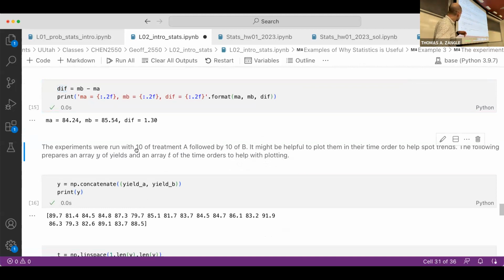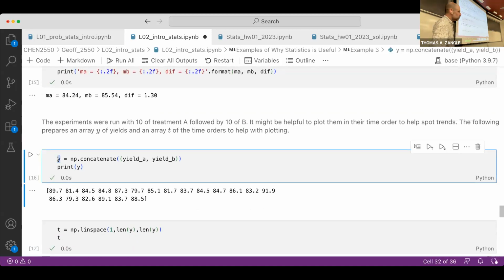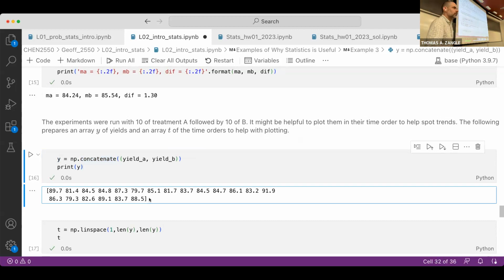We're going to take those data and put them into a new NumPy array that is the concatenation, basically just taking one array and glomming it onto the end of the other, yield A and yield B. So we're just going to stick it all together into one big long array. And then we're just printing those values. So here we just printed those values.